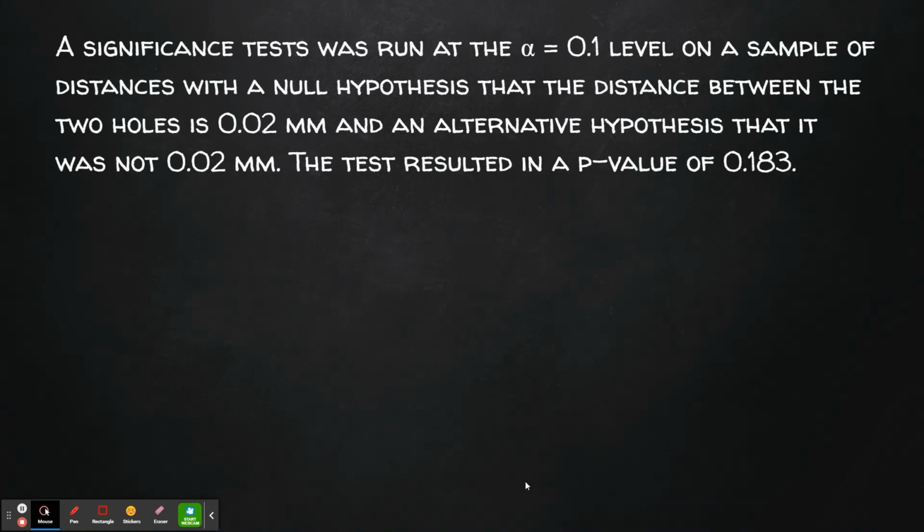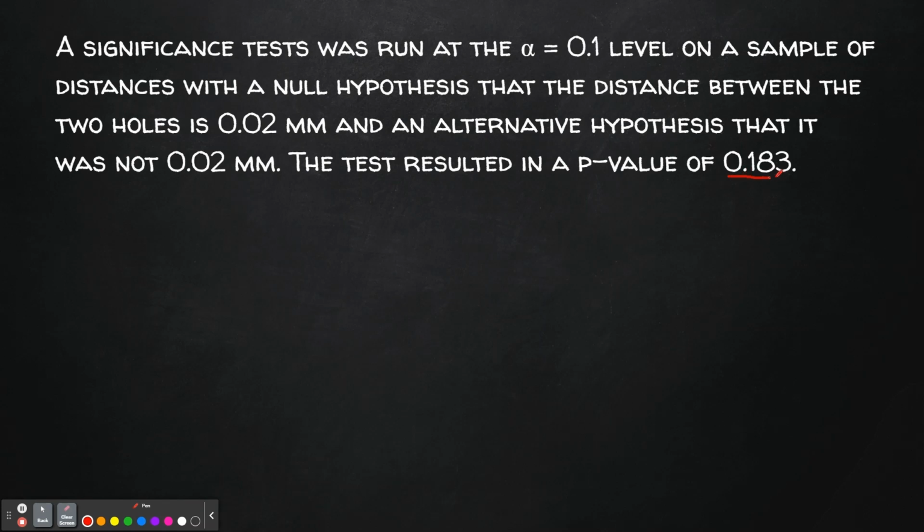A significance test was run at the alpha equals 0.1 level on a sample of distances with a null hypothesis that the distance between the two holes is 0.02 millimeters, and an alternative hypothesis that it is not 0.02 millimeters. The test resulted in a p-value of 0.183. Now, I'm going to pause here for just a second.